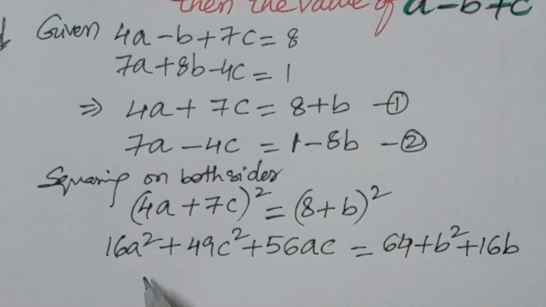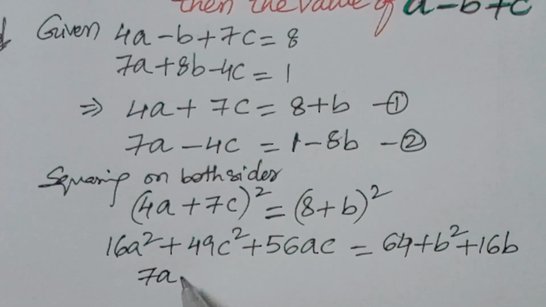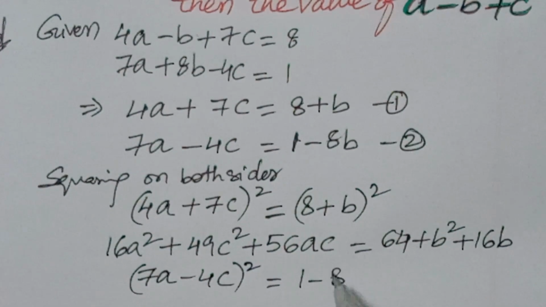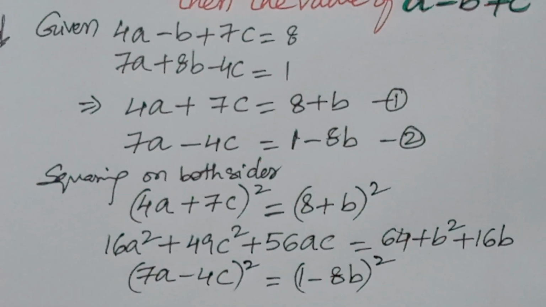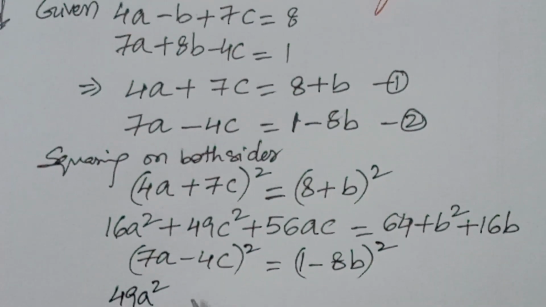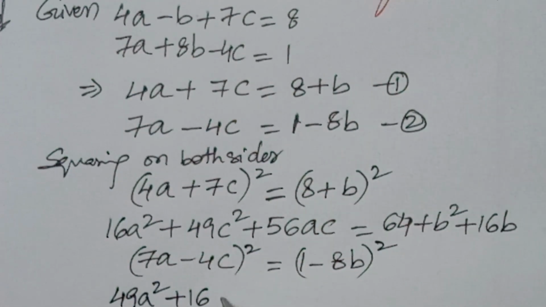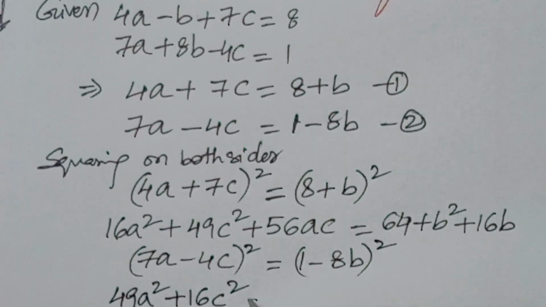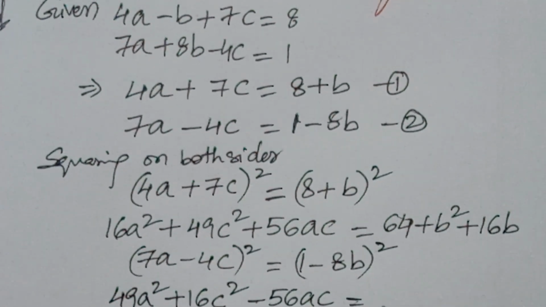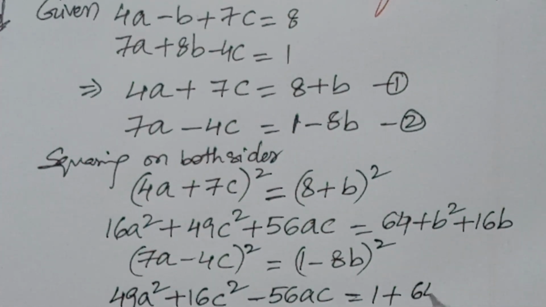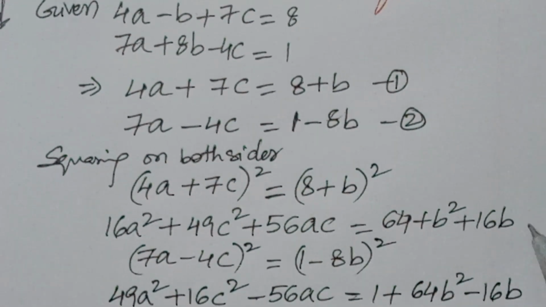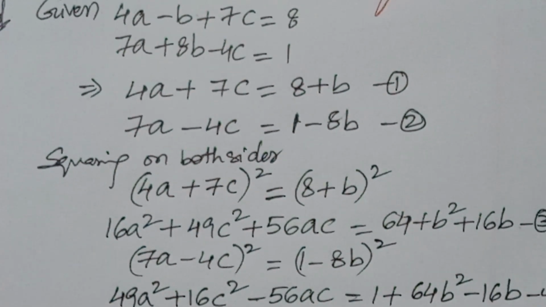Now if you take the second one, 7a minus 4c whole square is equal to 1 minus 8b whole square. So here what will we get? 49a square plus 16c square minus 56ac is equal to 1 plus 64b square minus 16b. Let it be 3 and 4.